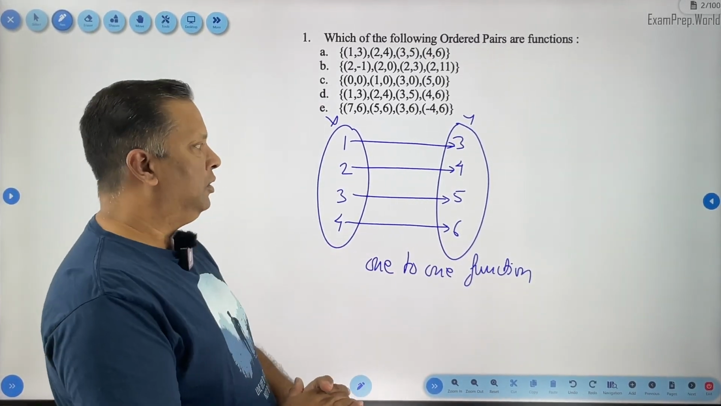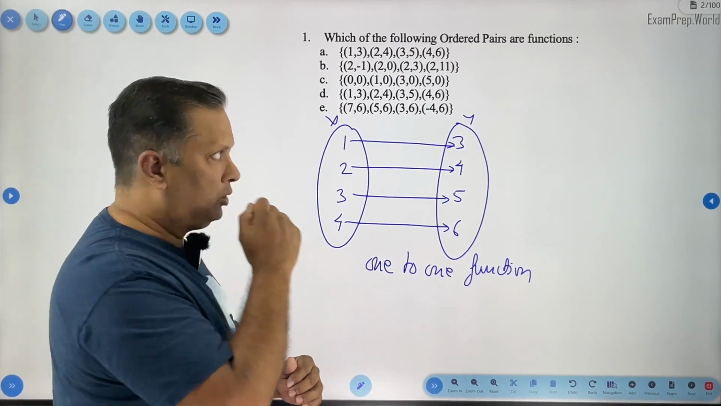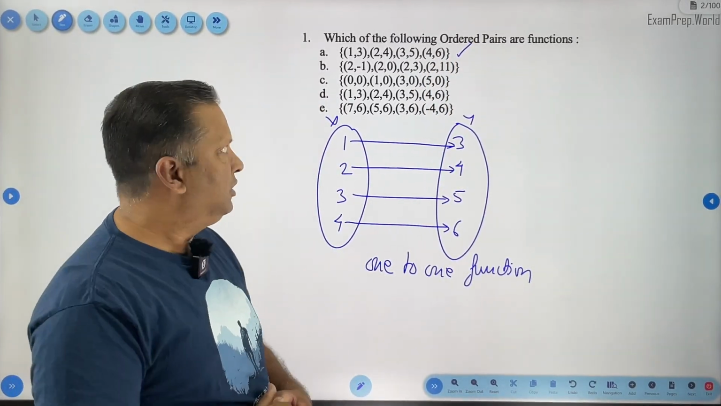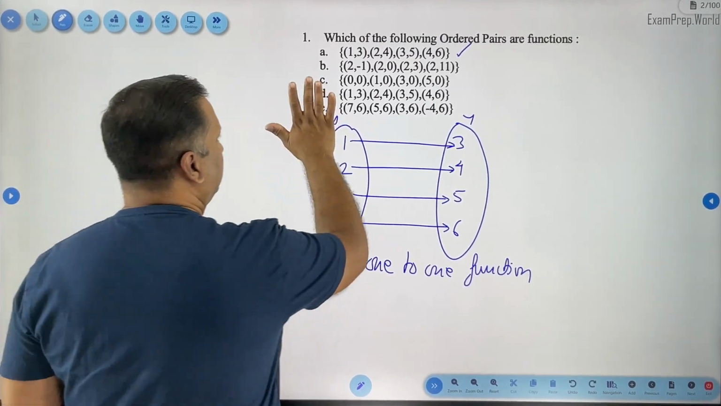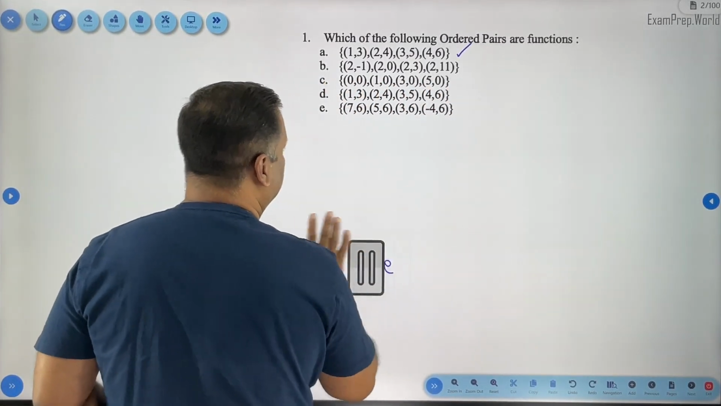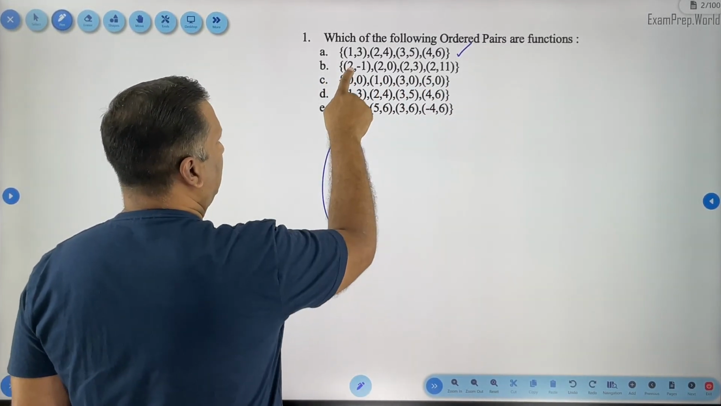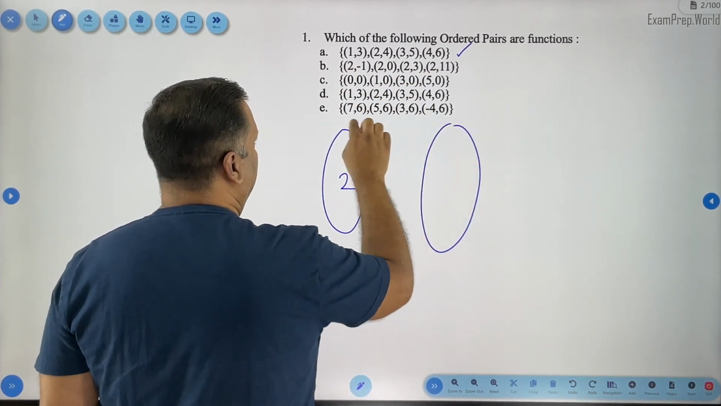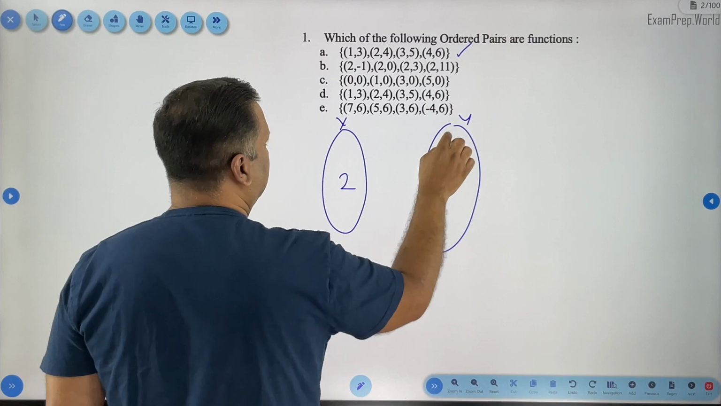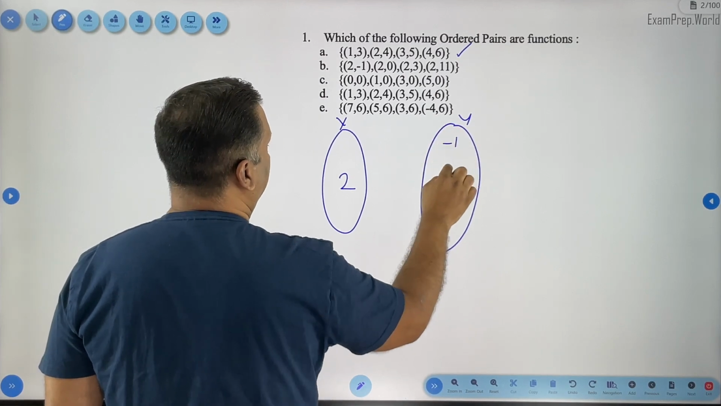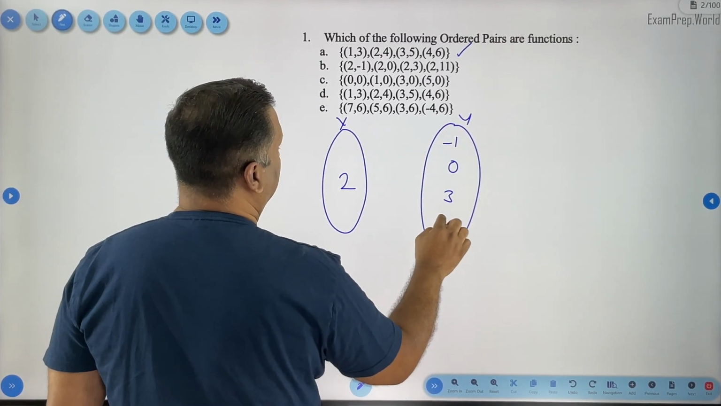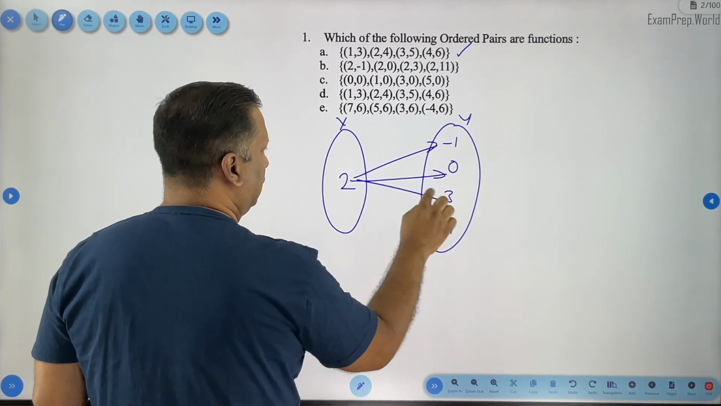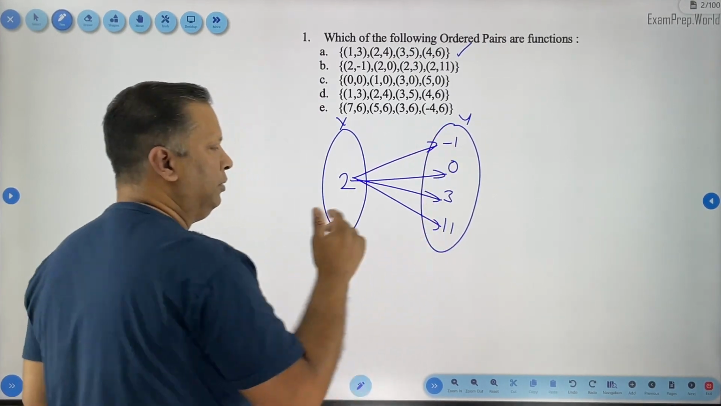Okay. Now let's look at the second type. So the first one is a function. Let's go and look at the second type. Second type, you see in x there is only one element, 2, 2, 2, 2. So it's 2. And in y, the set of y, you have -1, 0, 3 and 11. But 2 is pointing to more than one element in y.